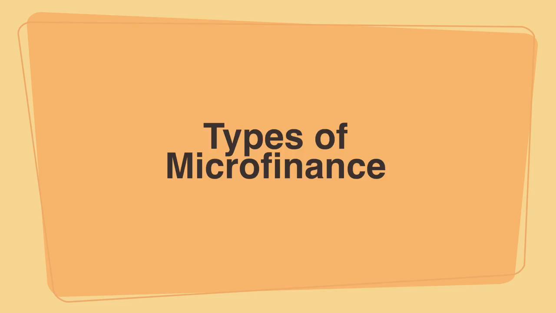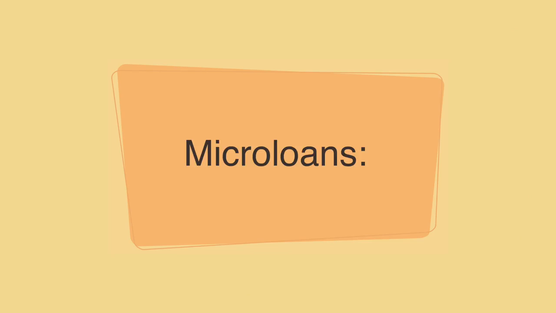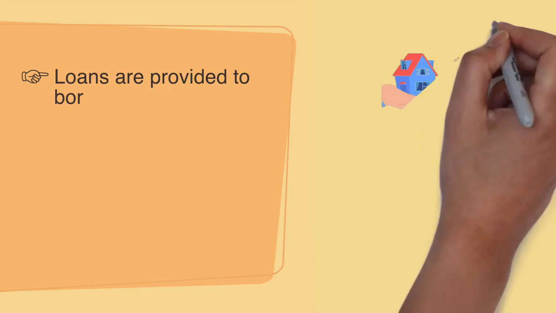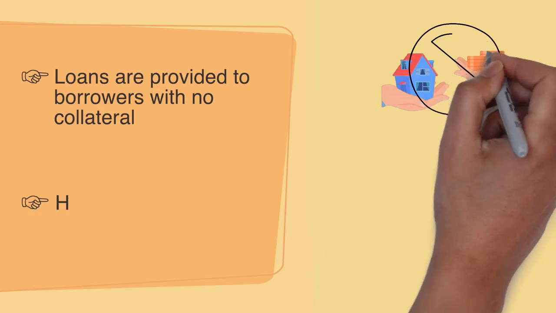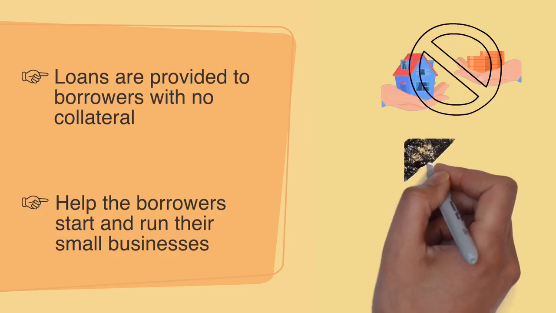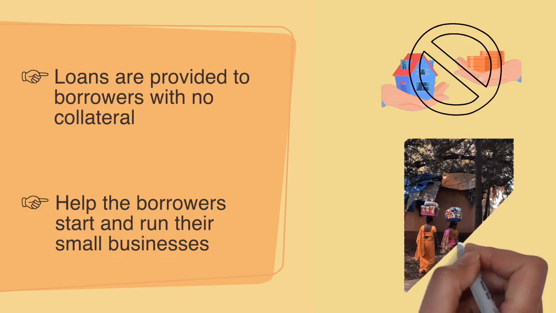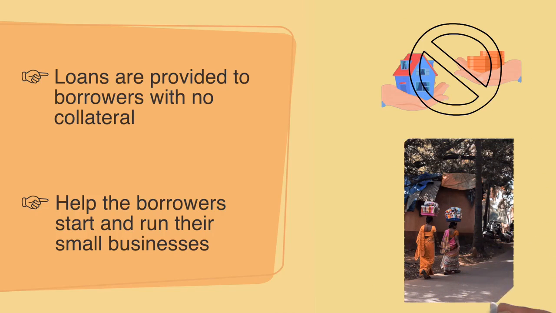What are the types of microfinance? Microfinance includes the following products. Microloans. Microfinance loans are provided to borrowers with no collateral. These help the borrowers start and run their small businesses. Many of them then become ready for larger bank loans.